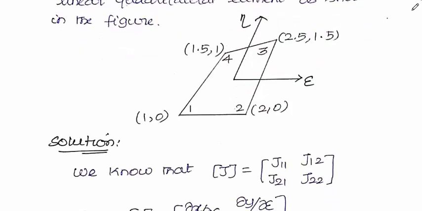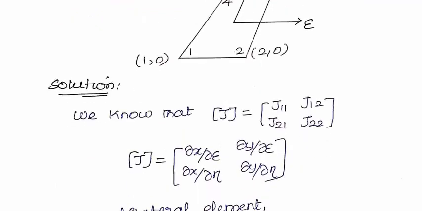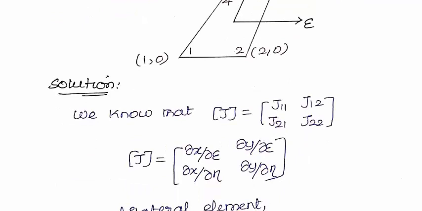Okay, the Jacobian matrix for the isoparametric element is a 2 cross 2 matrix, that is J11, J12, J21, J22. It can be also represented as J11 is dou x by dou epsilon, J12 is dou y by dou epsilon, J21 is dou x by dou eta, J22 is dou y by dou eta.